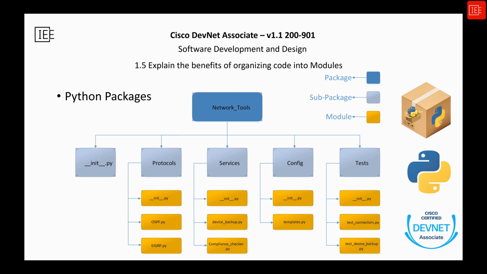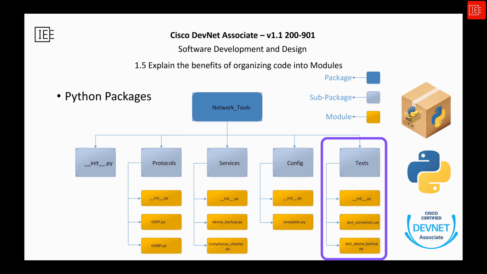Alongside services, you might also have a config subpackage. This folder could contain files like templates.py for storing Jinja2 configuration templates. In other words, this is where you define what gets pushed to the network, while services handle how it gets done. Finally, you would almost certainly have a tests subpackage, and this is the part of the project that ensures everything works as intended.